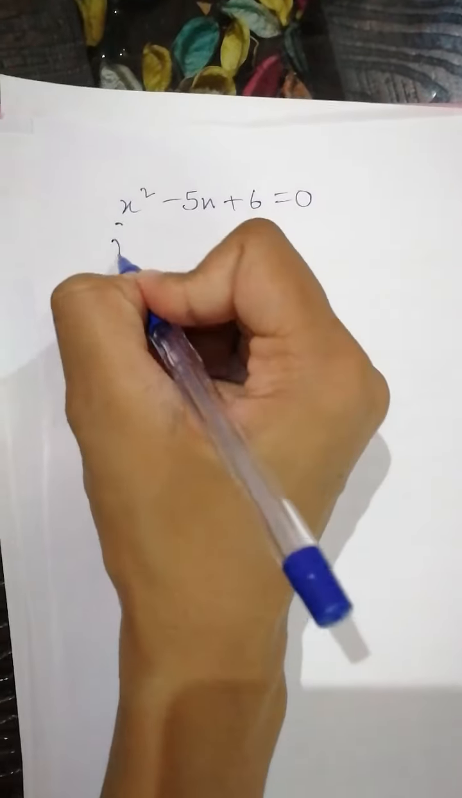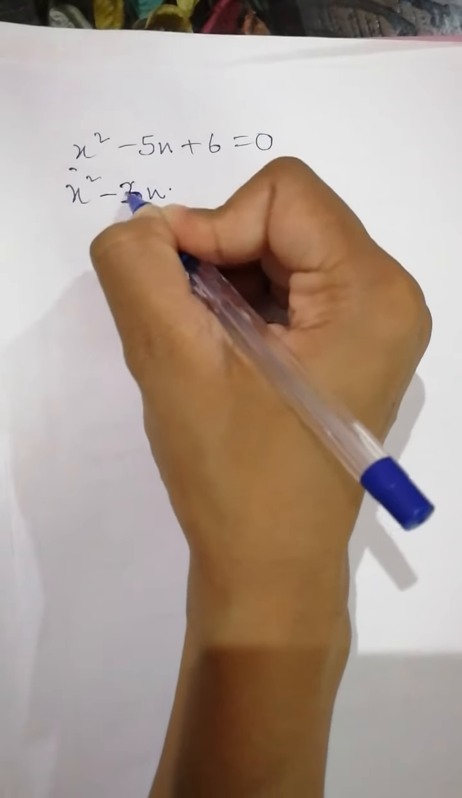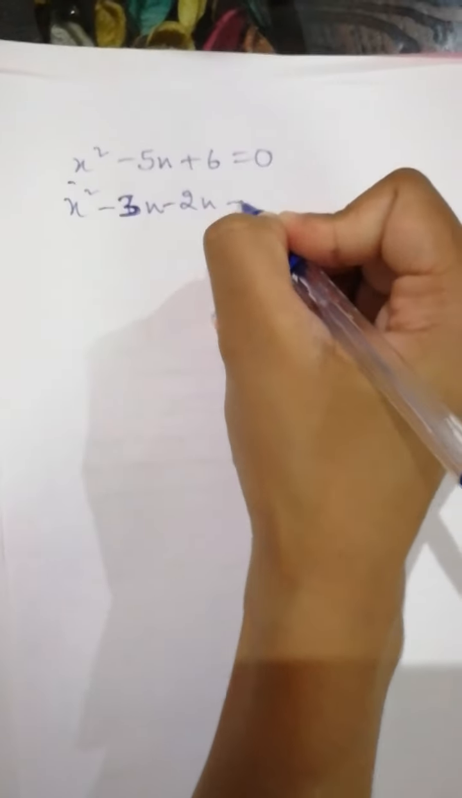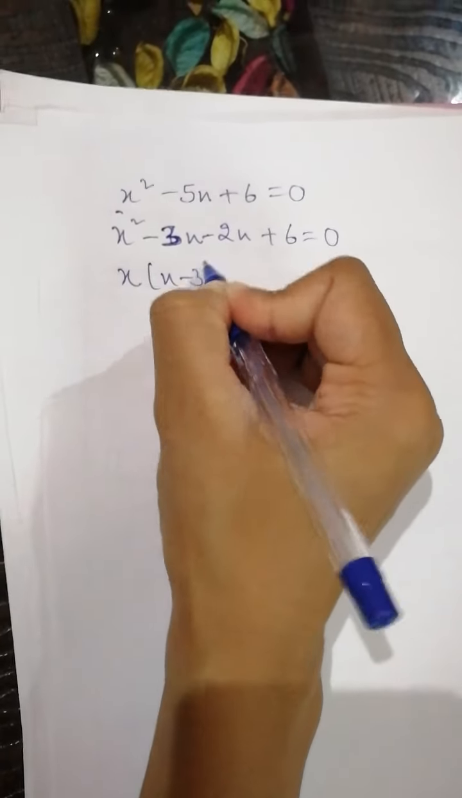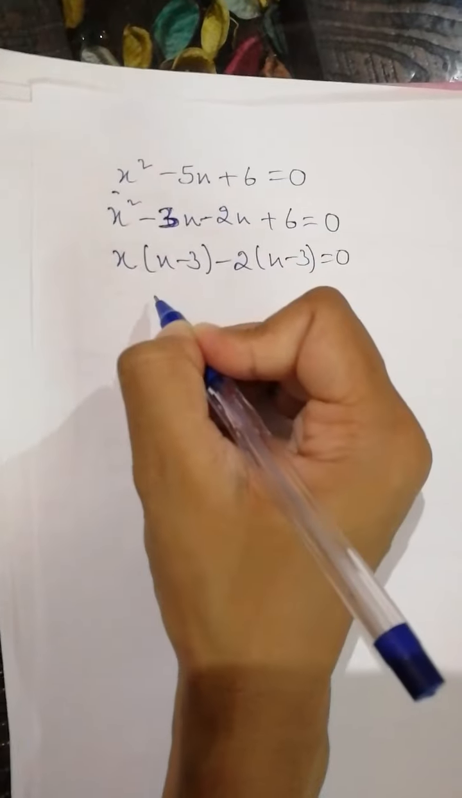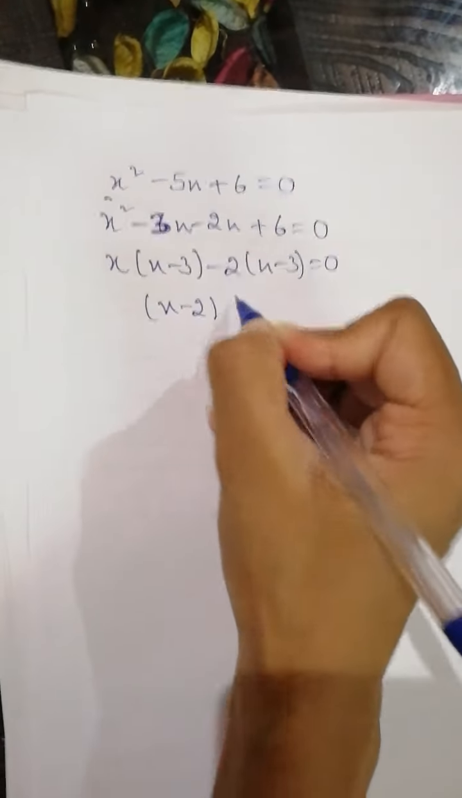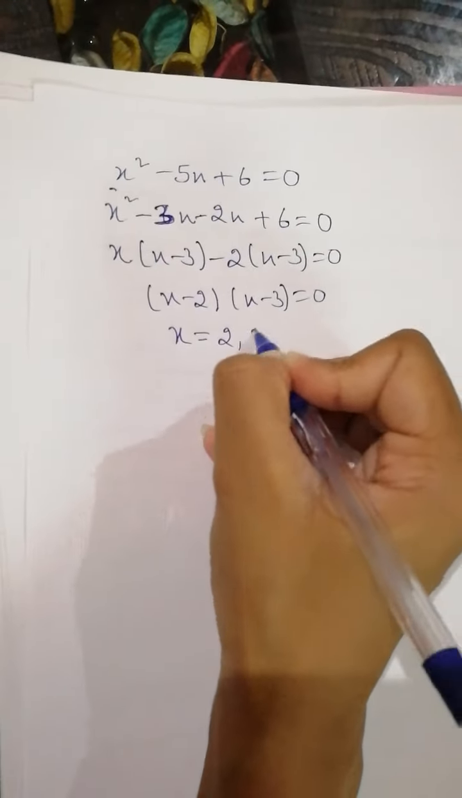By doing the middle term splitting, we'll do x square minus 3x minus 2x plus 6 equals to 0. And I will take x common, it will become x minus 3, minus 2 common, x minus 3 equals to 0, and x minus 2 and x minus 3 equals to 0. So the values of x are 2 and 3.